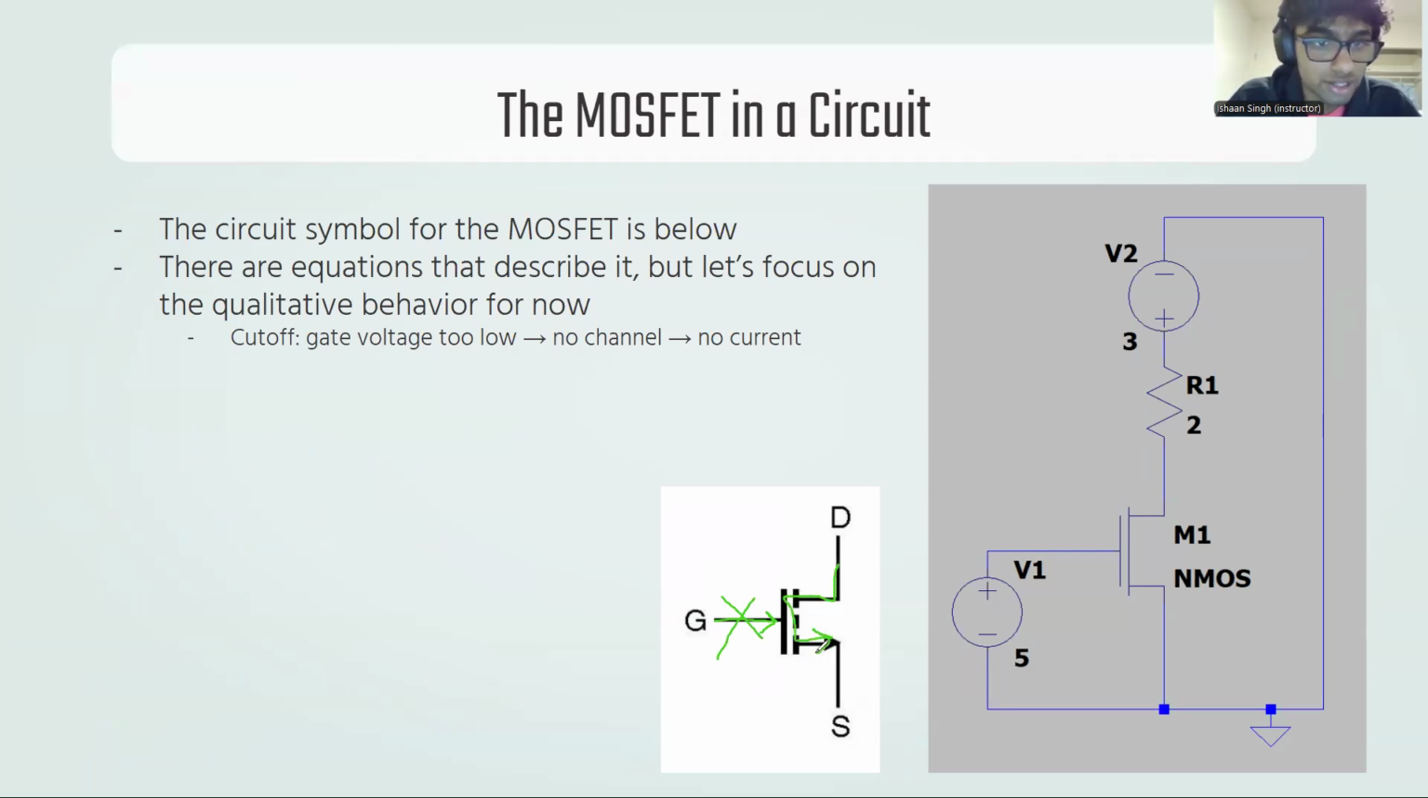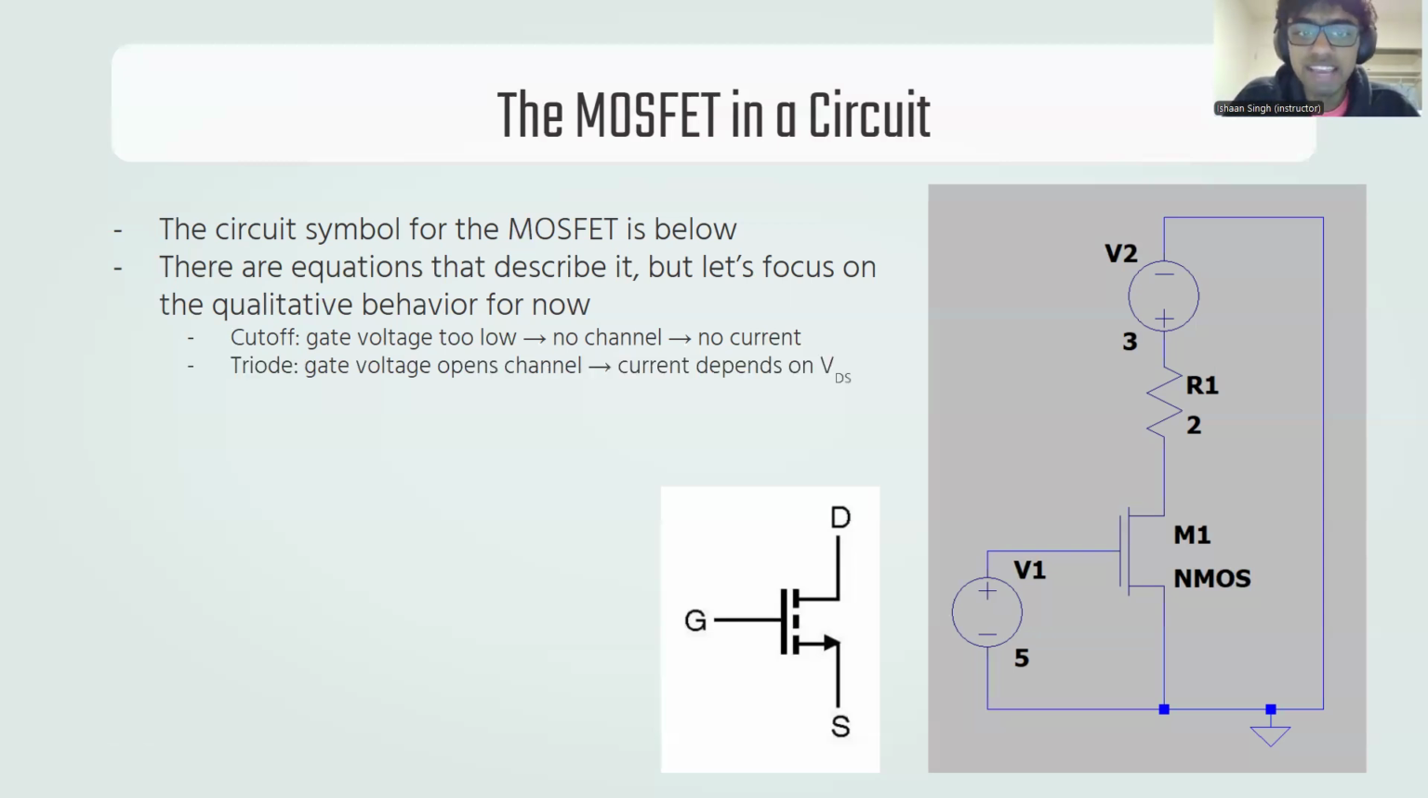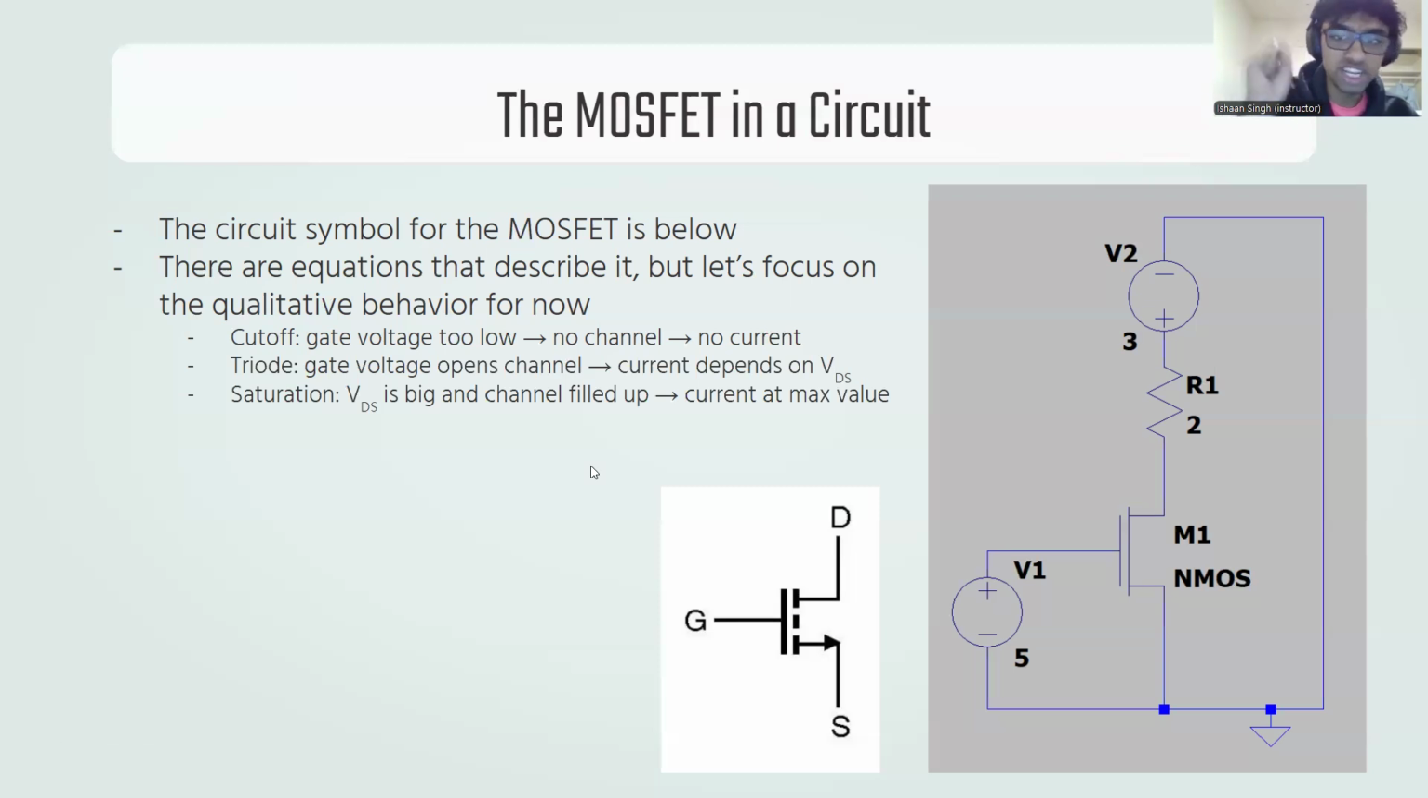In particular, there are 3 regions of operation. There's cutoff. Cutoff is when the gate voltage is too low, so there's no channel and there's no current. It's like that sink faucet is closed. You just blocked it off. Okay? Triode is when the gate voltage has opened the channel and the current depends on VDS. And saturation is when the voltage is so big and we're just filling that channel up. We can't fit any more current.